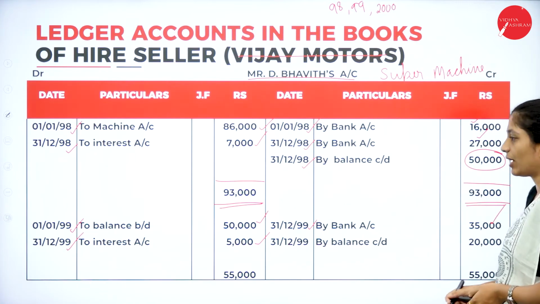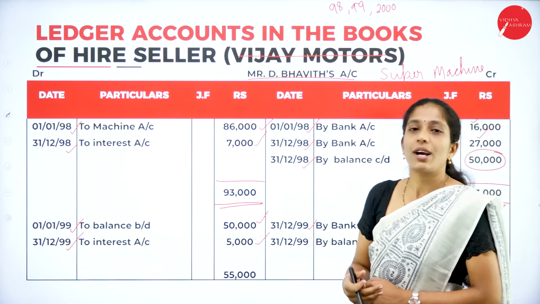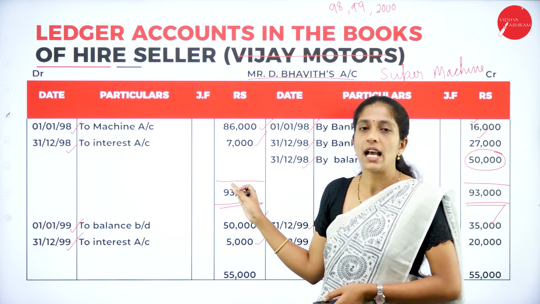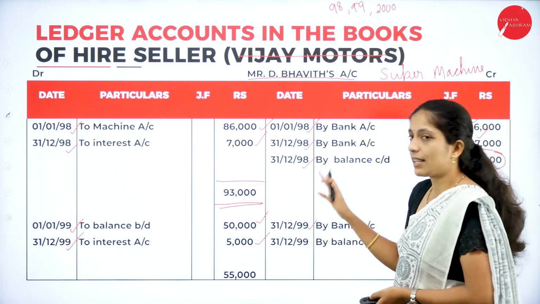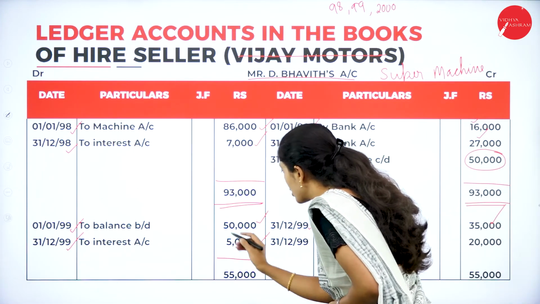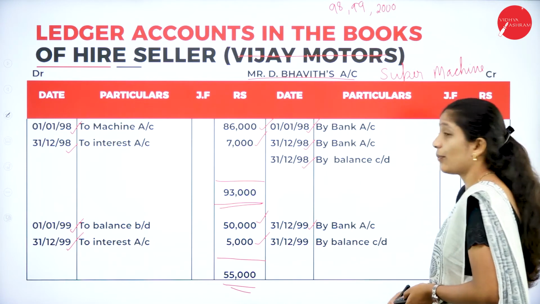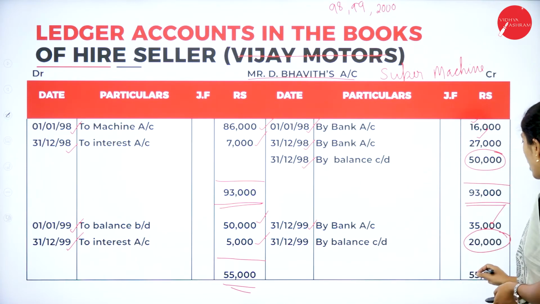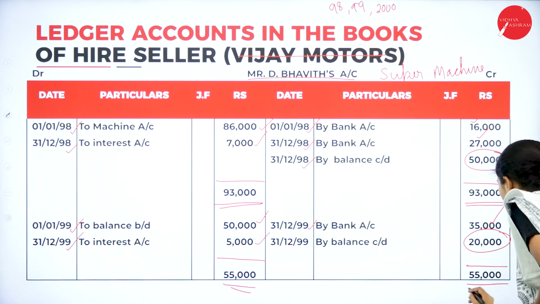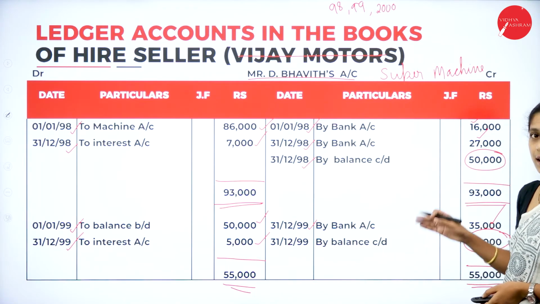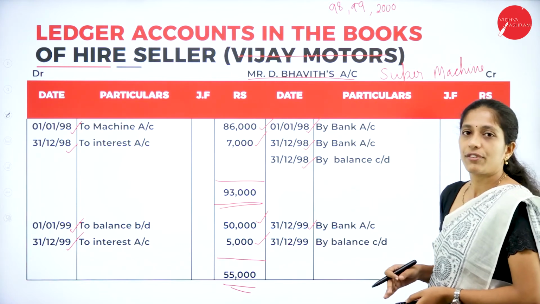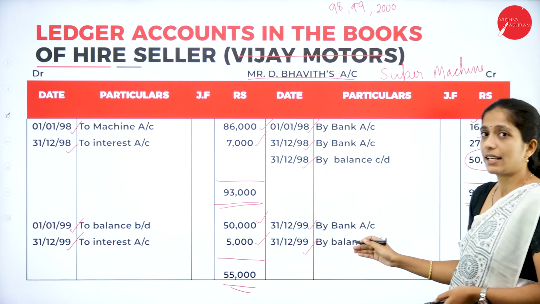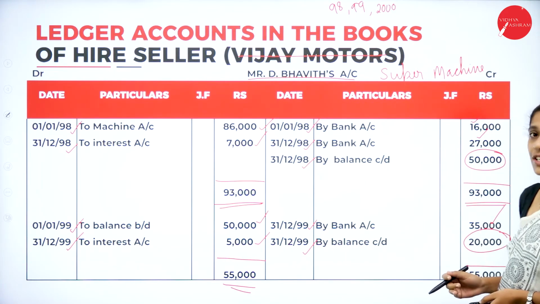So record this 35,000. And next your entry is for transfer of interest to profit and loss account, which doesn't come in the hire purchaser account. Now we are done with this. So calculate both the sides. In the debit side it is 55,000, whereas in the credit side you will get a balancing figure of 20,000. That is 55,000 minus 35,000, you'll get the balancing figure 20,000. So at the end of that financial year, you have to carry down that amount. That is 31st 12/1999 by balance carried down.